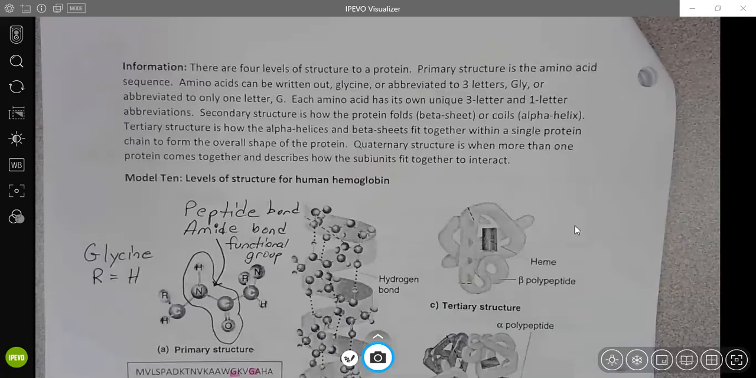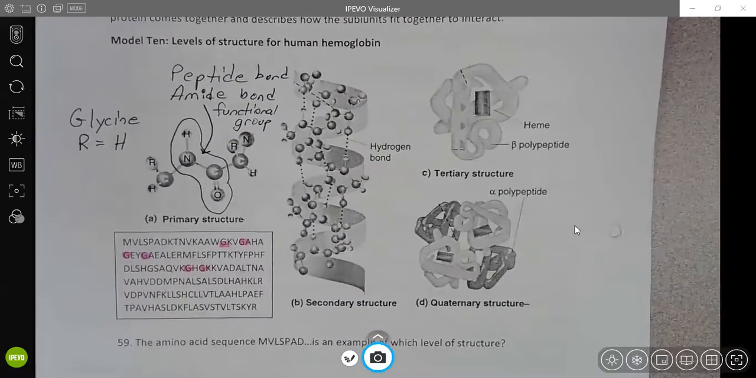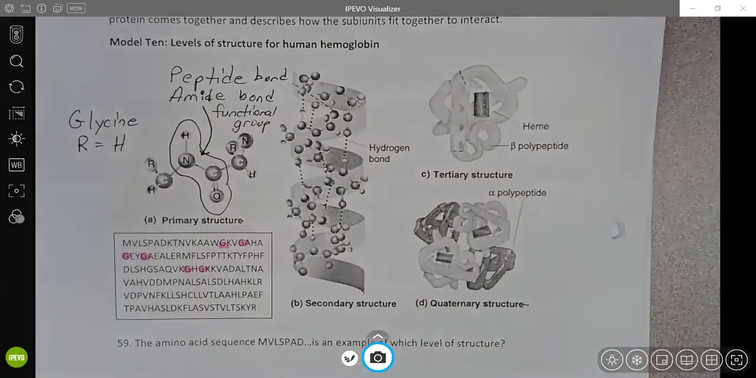Secondary structure is how the protein folds, which we would see with beta sheets, or coils like alpha helix. Tertiary structure is how the alpha helices and beta sheets fit together within a single protein chain to form the overall shape of the protein. And quaternary structure is when more than one protein comes together, and it describes how the subunits fit together to interact. And so here's our hand sign after the reading.